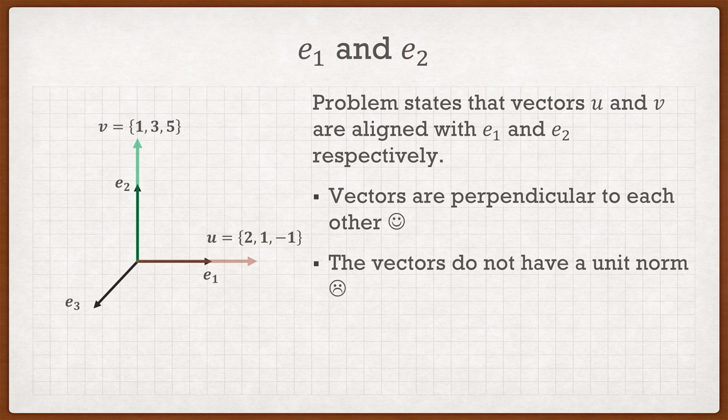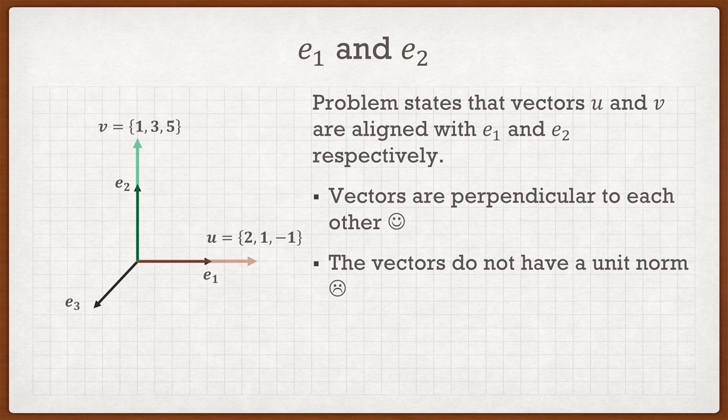And that's very easily proven because if we were to go 2 squared plus 1 squared plus 1 squared and then square root it, well, we're not going to have a norm of 1. So the only thing we actually have to do in this case is normalize these two vectors because, again, they're already perpendicular to each other. And normalizing vectors, very simple.